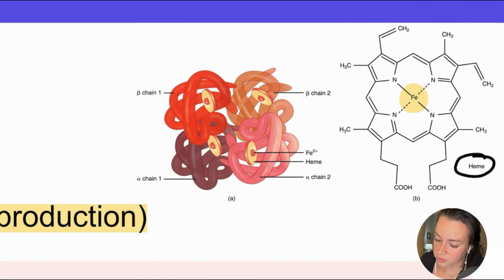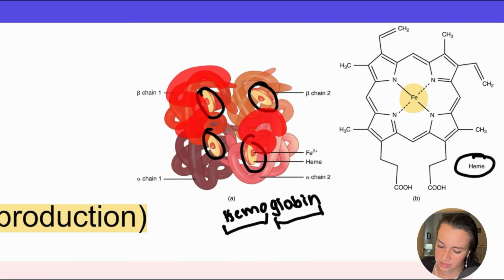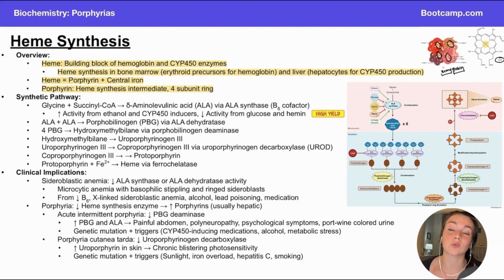So on the right here, this was heme. On the left here, this is hemoglobin, the oxygen-carrying molecule. And you can see each of these heme building blocks around here, and each of those hemes is surrounded by globins. These are these large, twisty protein globs. So now that you understand what heme is and what porphyrins are, we can go ahead and start talking about the synthetic pathway for heme.